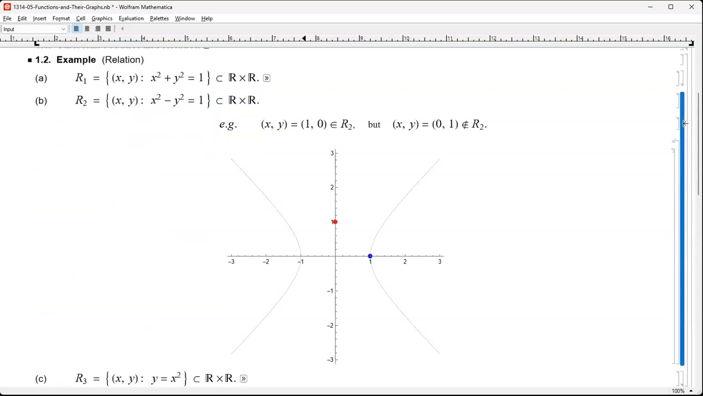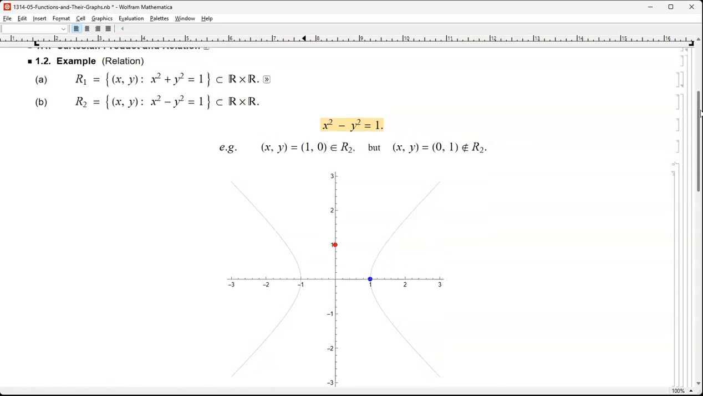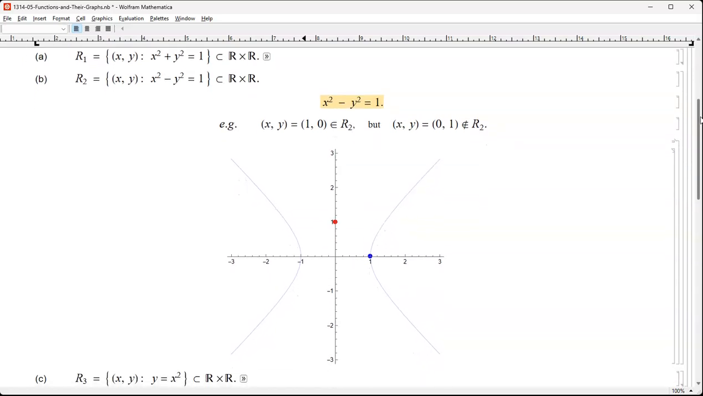Here's another example. This time let's consider a little bit different equation. x squared minus y squared is equal to 1, and that's going to give me a hyperbola like this. So that defines another relation. Looking at this blue point, (1, 0) sits on the curve, so it satisfies this equation. In other words, it belongs to this relation R2.